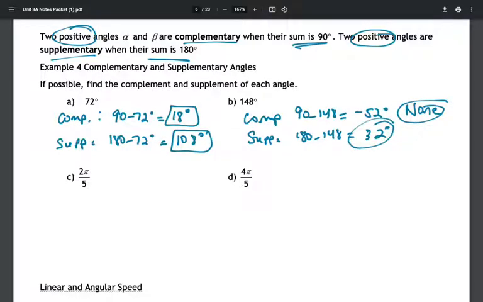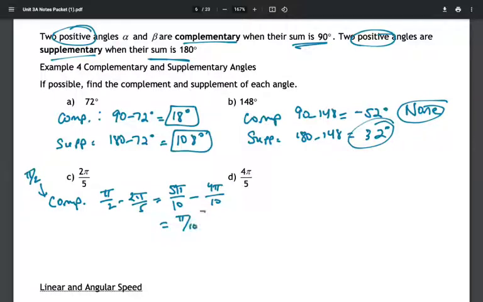All right, 2 pi over 5. So complementary, remember they have to add up to be 90, which is the same thing as pi over 2. So we're going to do pi over 2 minus 2 pi over 5 to get the complementary angle. Well, we need a common denominator, so pi over 2 is the same thing as 5 pi over 10. And then 2 pi over 5 is the same thing as 4 pi over 10. So when we work this out, we'll get that the complementary angle is pi over 10.